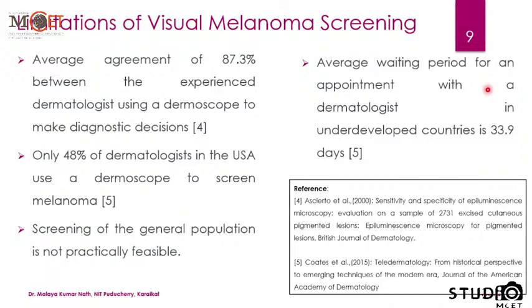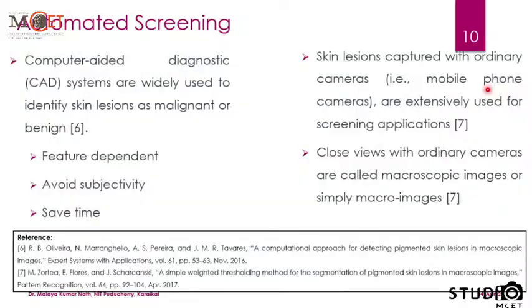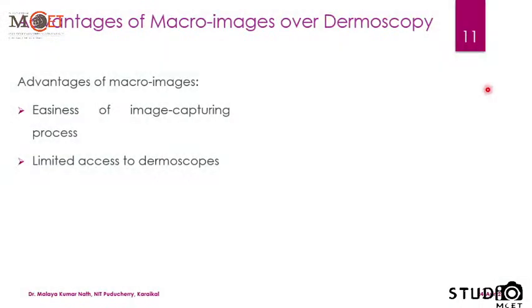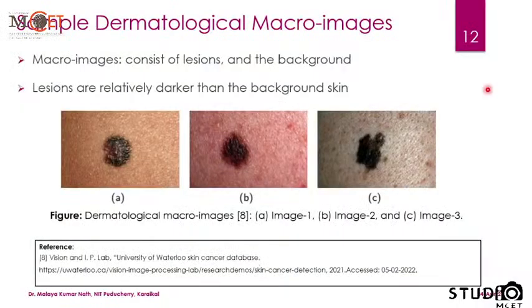So for that reason, researchers have started to identify skin cancers automatically with the help of machine learning as well as deep learning. Many methods have been developed for this automatic screening purpose. Here we have used dermoscopy images as well as macro images taken with a digital camera or a mobile phone, to identify whether a skin cancer is present or not.